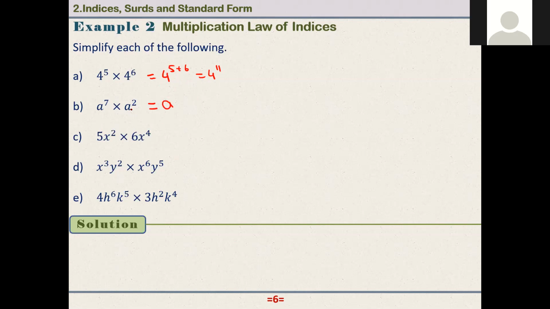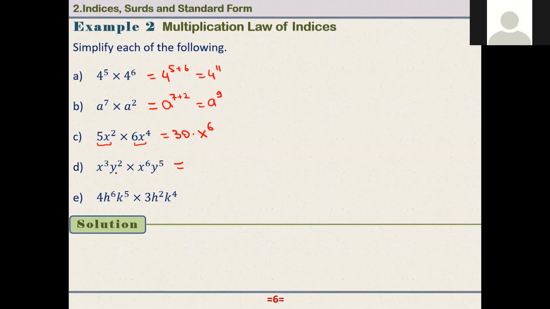Here, how about here? Multiplied, bases are the same, so we should just add their exponents. So 7 plus 2, that's equal to a to the power 9. And how about here? Here we have one algebraic term, another algebraic term, and we know that to multiply one algebraic term by another algebraic term, first we need to multiply coefficients by coefficients and variables by variables. So here we have 5 times 6, that is 30 times x, and bases are the same, so we should add their exponents, 2 plus 4, that's equal to 6.